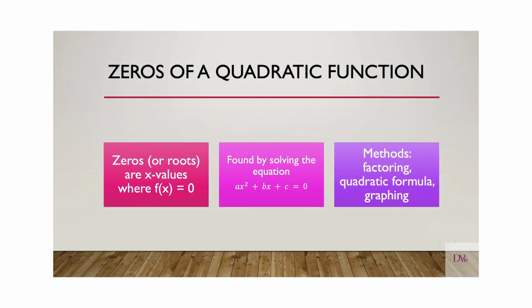Zeros of a quadratic function. Zeros, or roots, are the x values where f of x equals 0. You find them by solving the equation in general form, setting it equal to 0. Then from here, you use different methods: factoring, quadratic formula, graphing. We have already covered factoring, so now let's look at using the quadratic formula.